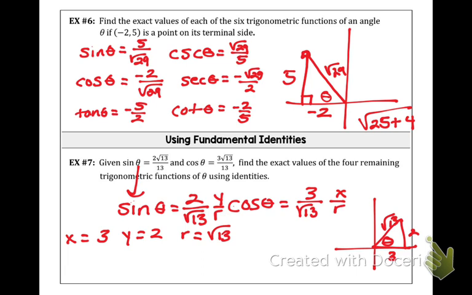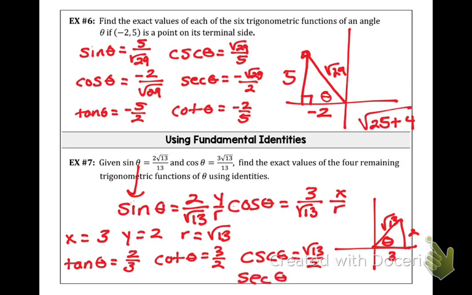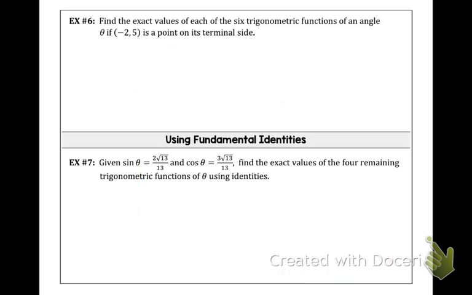So now we have sine and cosine. Let's find tangent. The tangent of theta is equal to y over x, so 2/3, or opposite over adjacent. The cotangent would be the reciprocal of that. And then the reciprocal of sine is the cosecant, so that would be root 13 over 2. The reciprocal of cosine is the secant, which would be root 13 over 3. So there would be all the 4 remaining trigonometric functions.